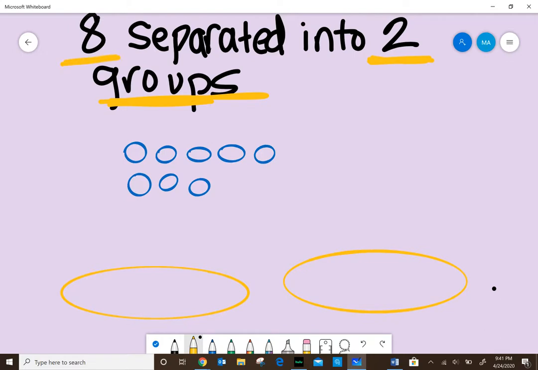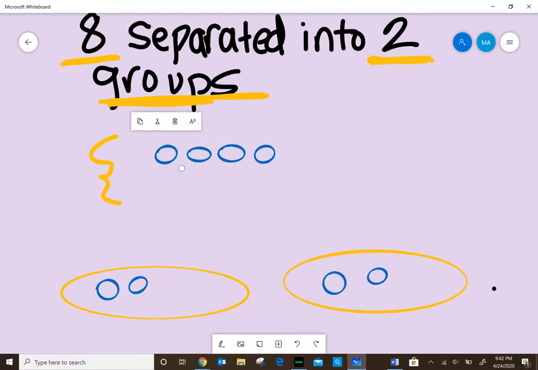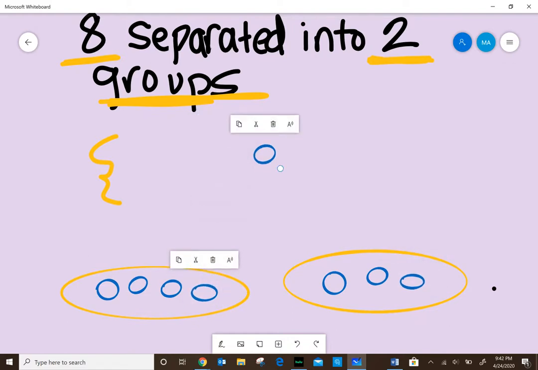Now, you're going to have to draw your items. 8 items. And for the sake of time, I already drew my items and I chose my circles. I chose 8 circles. So now you're going to have to share those 8 circles and separate them into 2 groups. They're going to have to each get the same amount. So here is 1 circle in the first group, 2 in the second, 3, 4, 5, 6, 7, and 8. Now I have separated 8 circles into 2 groups.